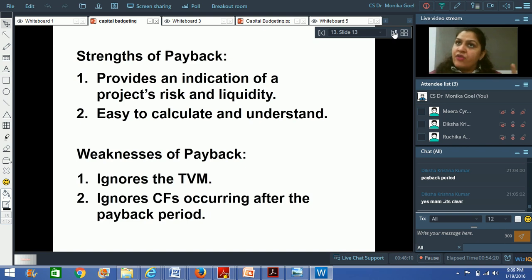Why? Because it is the simplest of all methods. It is very easy to calculate and very easy to understand. And at least it gives you an idea about liquidity. That is, how soon you would be getting your money back and then you can reinvest that money in some other project. So it gives you an idea for how long your money is going to be blocked in a particular project. You're getting my point. So this method, though not a very dependable method, still has been used because of its strengths of easy calculation and the idea it gives about liquidity.